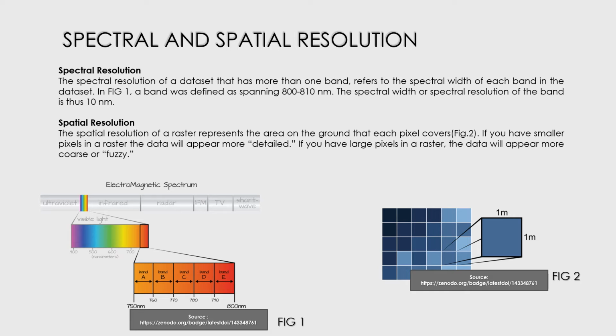Now, what is the difference between spectral and spatial resolution? I was discussing these two topics just a few slides before. Now, the spectral resolution is the bandwidth. It is actually the bandwidth, as shown in figure 1. You will see this is the bandwidth, and this is your visible light.